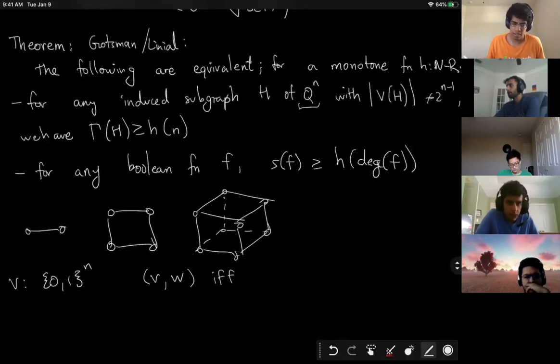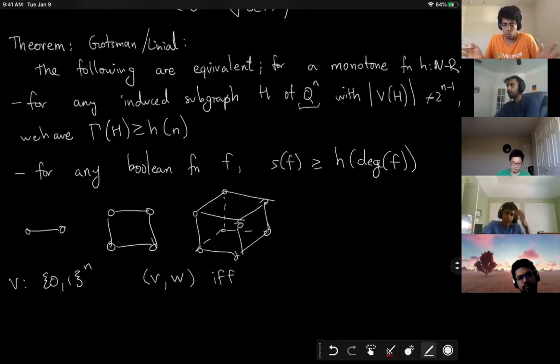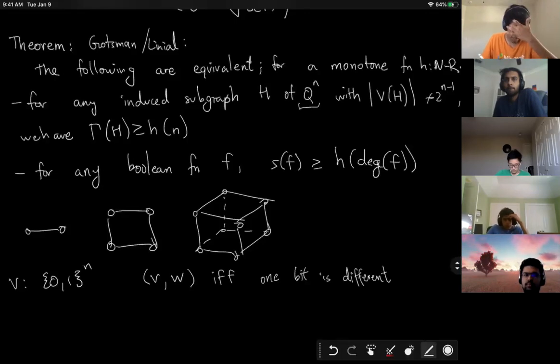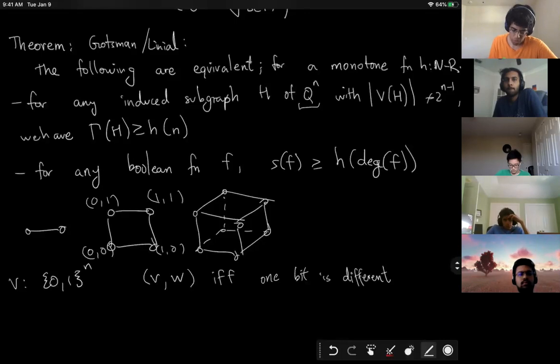only one of their bits is different, if the Hamming distance of the two is 1. You can kind of see that here, where you have 0,1, 1,1, 1,0, and 0,0. 0,0 and 1,1 are the only ones that don't have an edge, and the two diagonals. You can see they both have both their bits flipped. So the only ones that are edges are the ones that have only one bit flipped. So that's the hypercube graph.